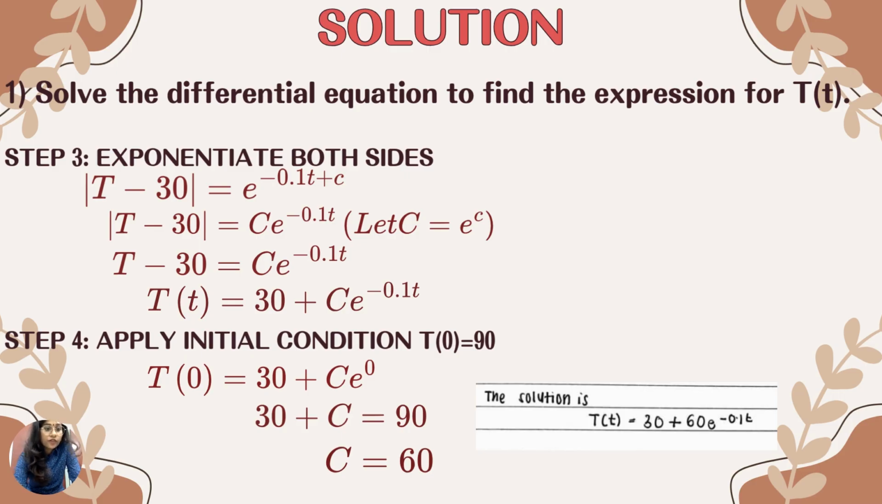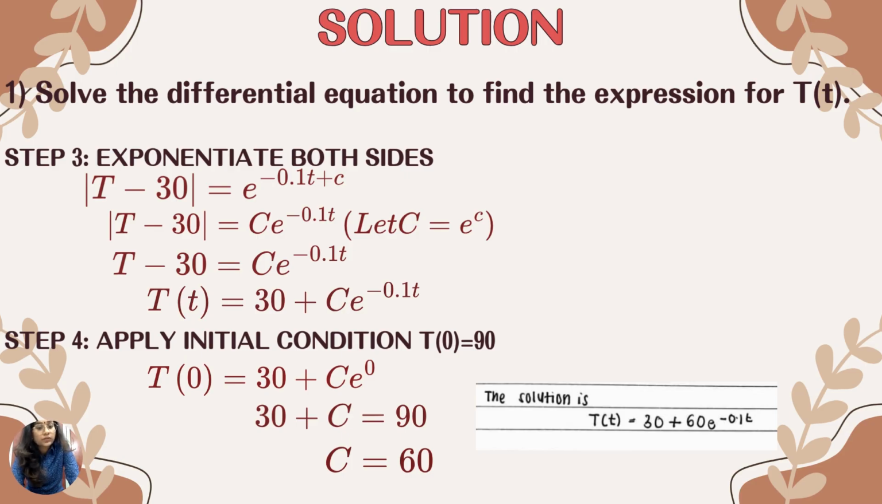So next step, we have to apply the initial condition, which is T(0) equals 90. So T(0) equals 30 plus Ce to the power of negative 0.1 times 0. The exponent here is 0 because negative 0.1 times 0 is 0. So e to the power of 0 is equal to 1. So 30 plus C equals 90.